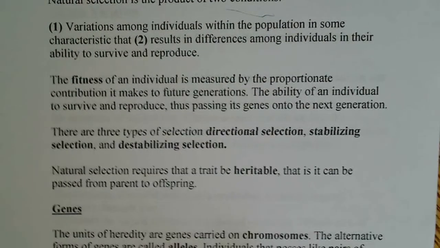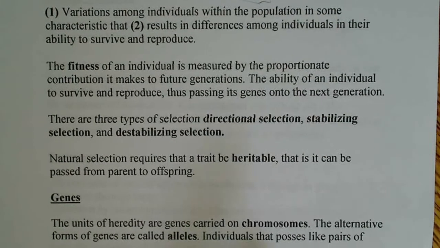And there are three types of selection here to talk about. So there's directional selection, stabilizing selection, and destabilizing selection. And natural selection requires that the trait be heritable. And what I mean by heritable is that it can be passed on from a parent to offspring, okay? So whatever this trait is, whatever this characteristic that helps the person survive and reproduce, or helps the animal survive and reproduce, it has to be able to be passed on from one generation to the next, okay?